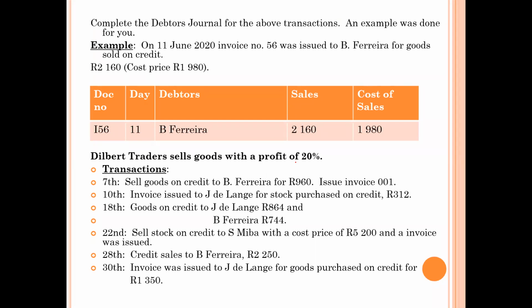Next transaction on the 18th, goods on credit to J. De Lange, 864 rand, and B. Ferreira, 744 rand. So basically, you can say there are two transactions on the 18th, but it doesn't matter. We take the first one, that is J. De Lange, and we've got the selling price of 864, and we've got the date, and we note the next invoice number, and after that one, we're going to enter the next one of B. Ferreira for 744 rand, next invoice number.